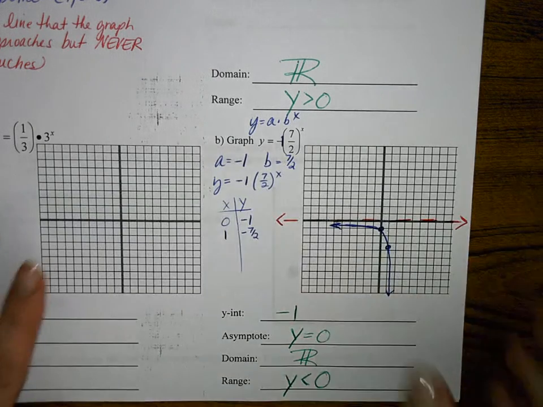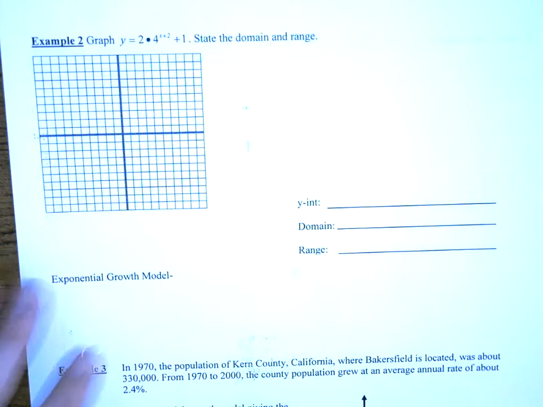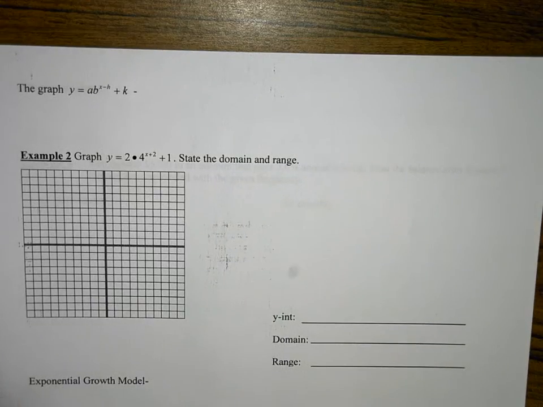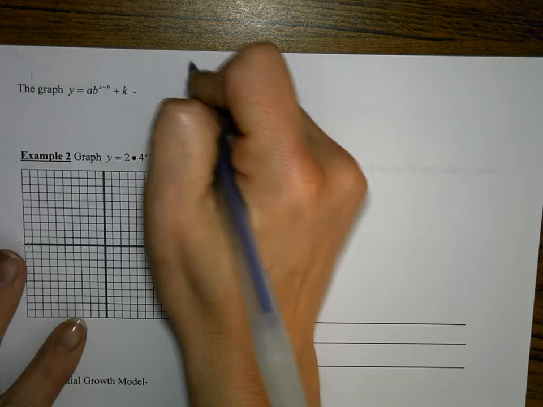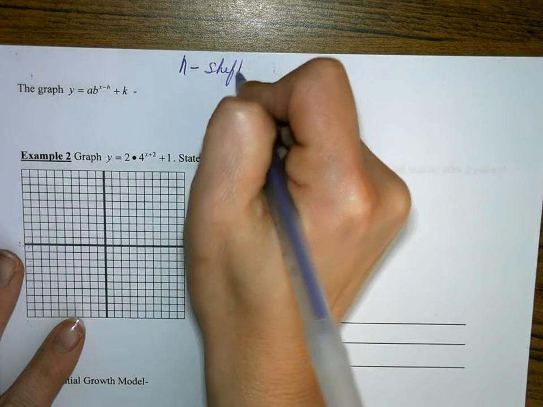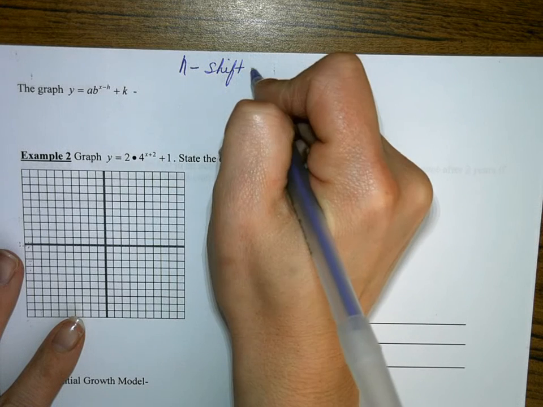All right. Then, taking a look at the next page here, we should realize very quickly, as we look at y is equal to a times b to the x minus h plus k, we should know we have made enough graphs. Hunter, what does that h do to my graph? Absolutely. The h is the horizontal shift. It shifts it left or right.